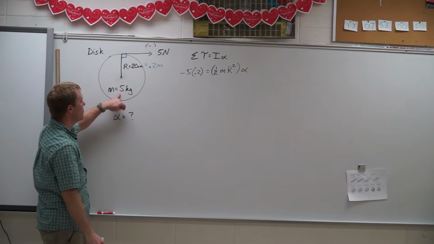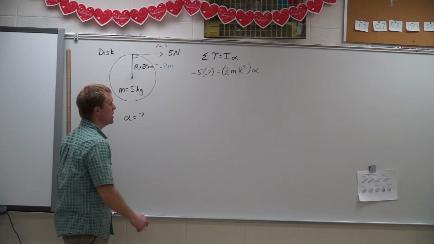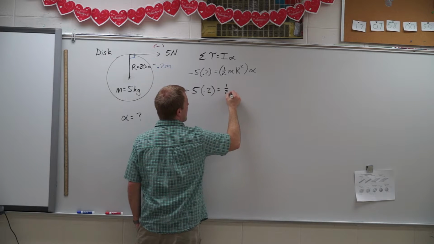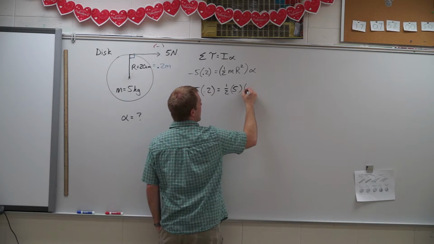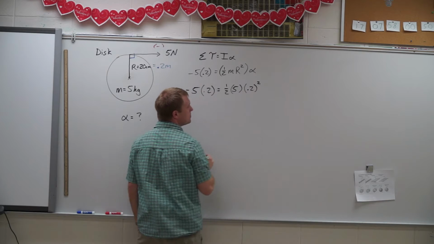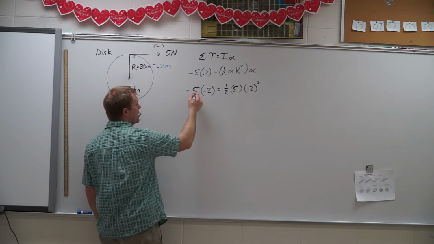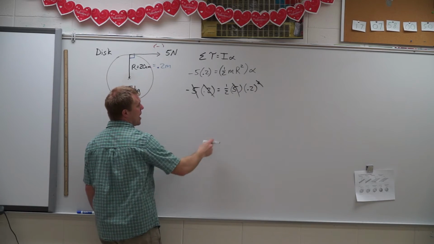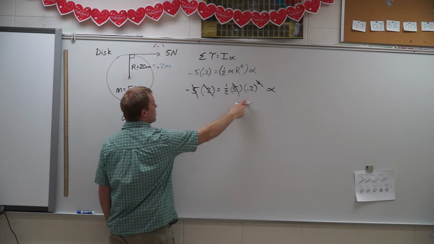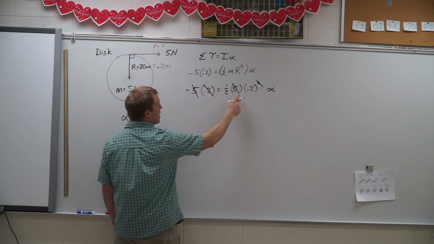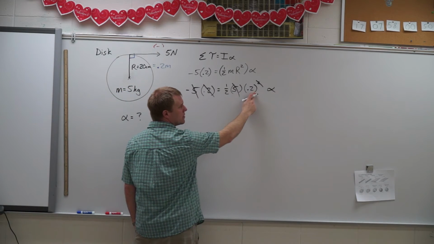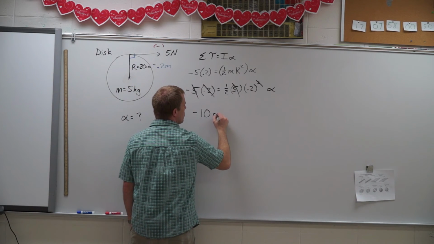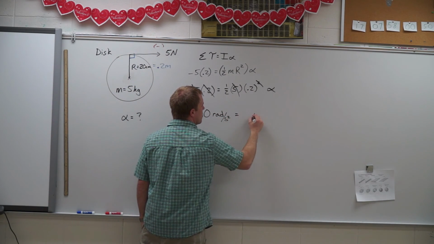The mass of the disk is 5. The radius is 0.2. And so I have negative 5 times 0.2 equals 1/2 times 5 times 0.2 squared. You'll notice some things cancel for me. So my 5's cancel. I lose a 0.2. And so I have my alpha still over here. So I'm going to move these over to the other side. And so I have half of 0.2 is 0.1. So divided over, I get negative 10 radians per second squared will be my alpha value.